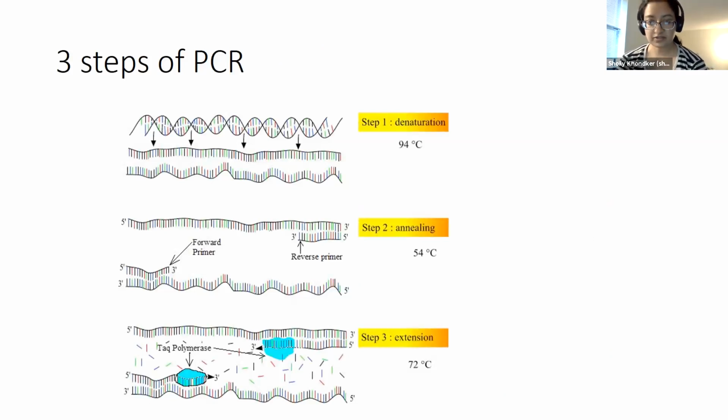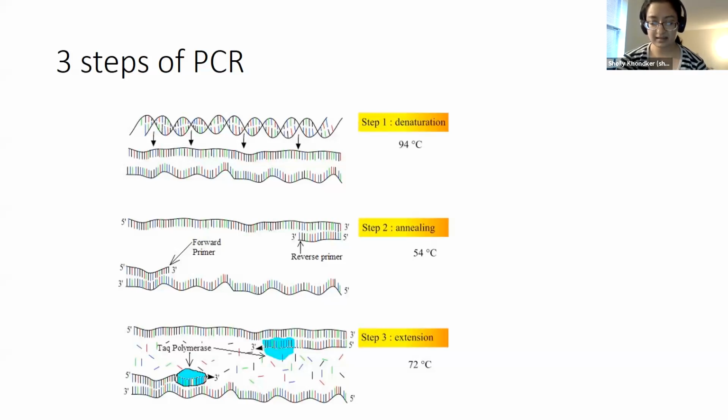So there are 3 steps of PCR. The first one is denaturation. This occurs at a very high temperature, usually about 95 degrees Celsius, and the purpose here is to separate the 2 strands of DNA. The second step is the annealing step. At this point, the primers are going to anneal to the 2 template strands.